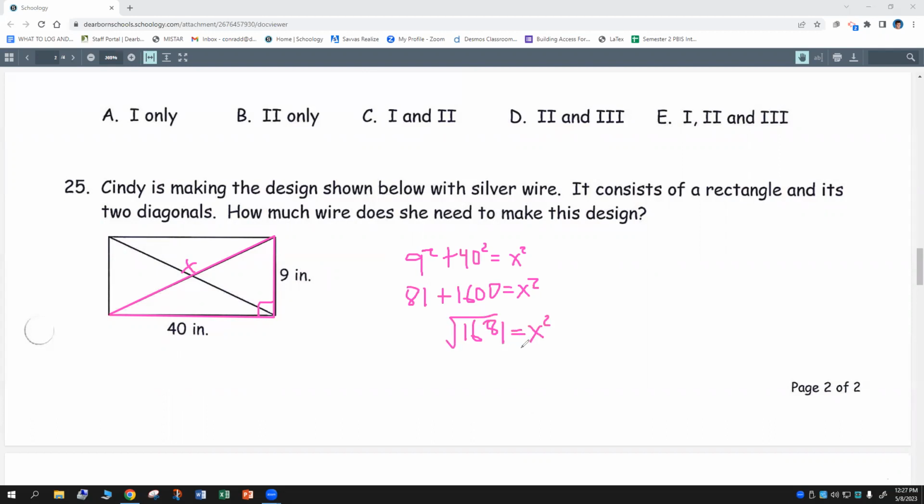And then we square root both sides. I believe that's 41, but I'm not sure. So I'm going to put it in the calculator. Square root of 1681 is 41 equals x. All right, so my diagonal is 41. The other diagonal, since this is a rectangle, is also 41. So 41 plus 41.